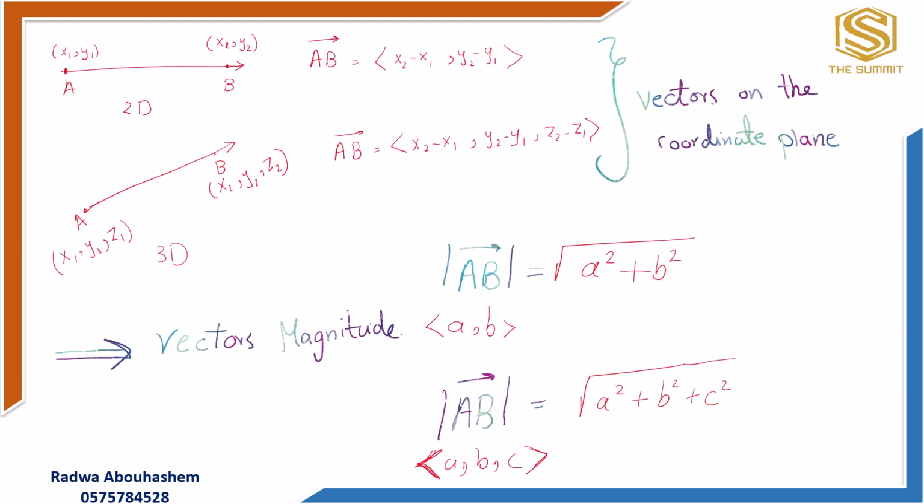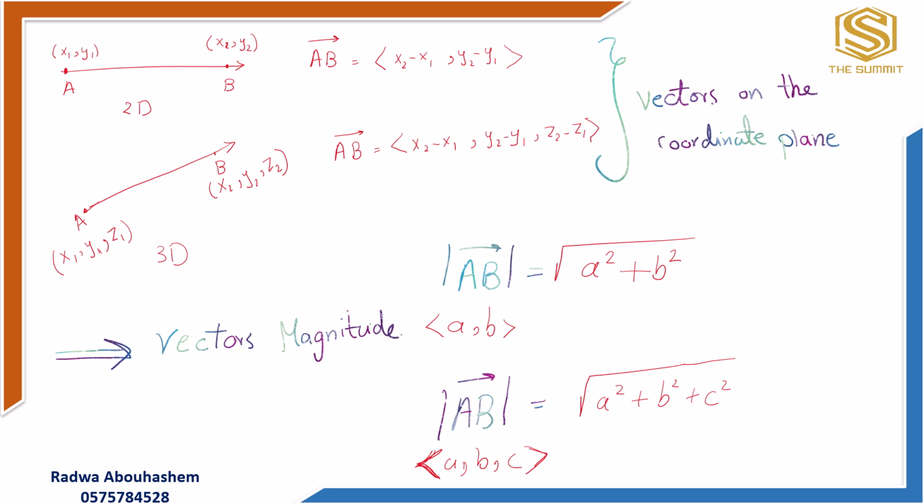Now, how could I express a vector in a coordinate plane? For example, here I have a vector AB. The point A is (x1, y1), and the point B is (x2, y2). So, very simple. I just need to subtract the end minus the start: x2 minus x1 and y2 minus y1.